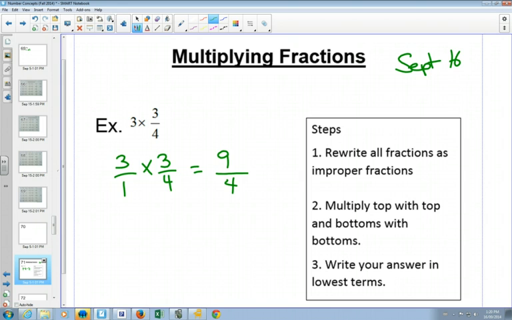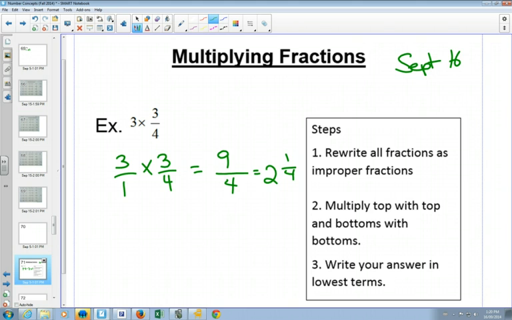You can leave your answer as 9 over 4, or if you wanted to change this to a mixed fraction, how many full 4s are there before you get to 9? 2. And how many are left with? 1/4 left. Excellent.